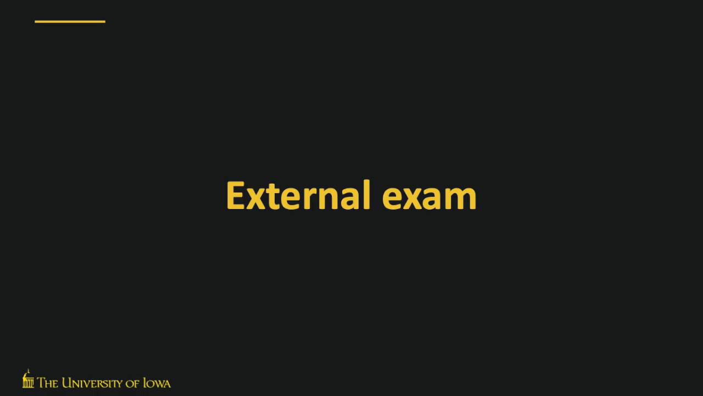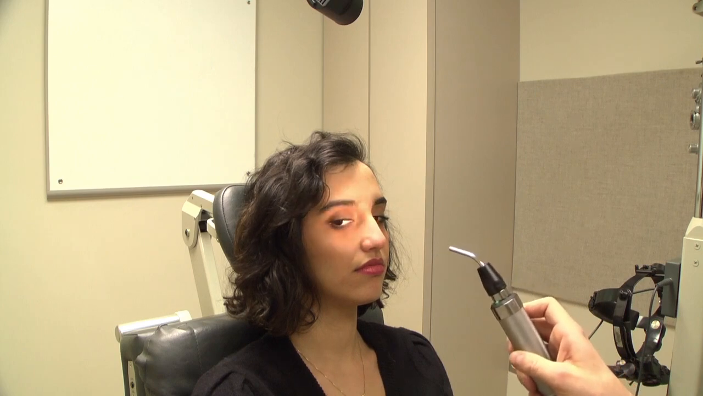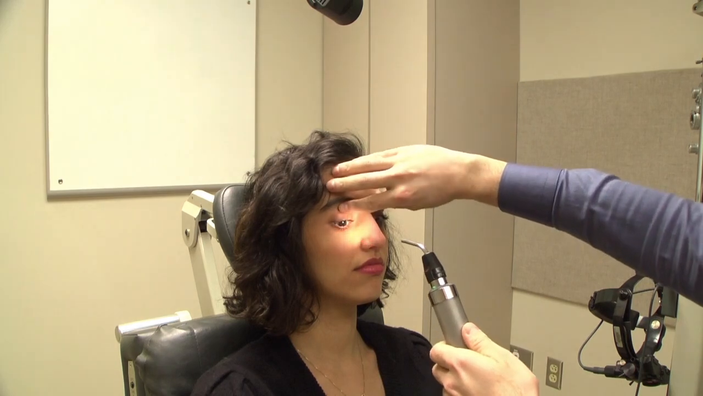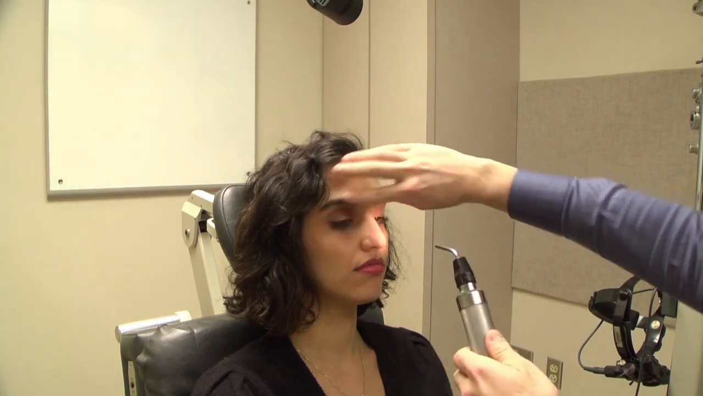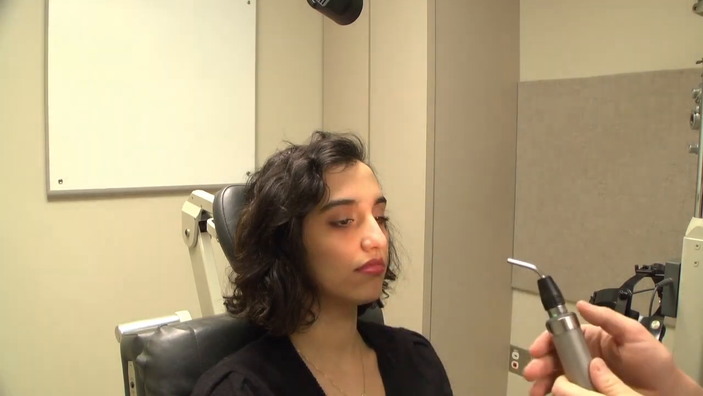The external exam is helpful to look at lid and brow position, symmetry, proptosis, and gross abnormalities of the conjunctiva and sclera. It can also provide information for what you might focus on at the slit lamp, for example, lid or lash position or a lid lesion.